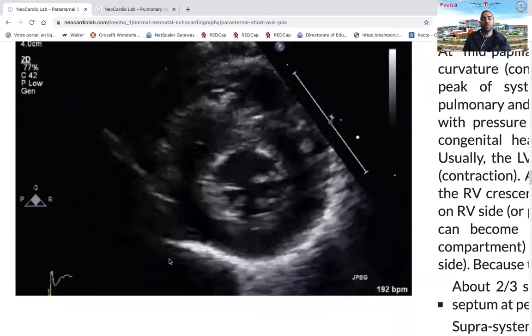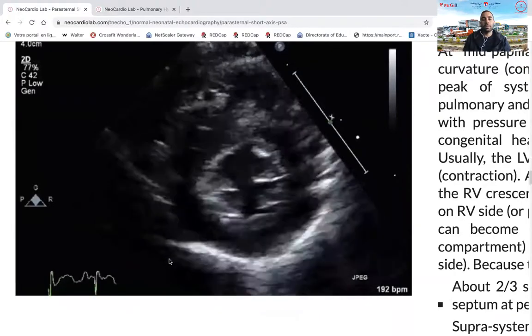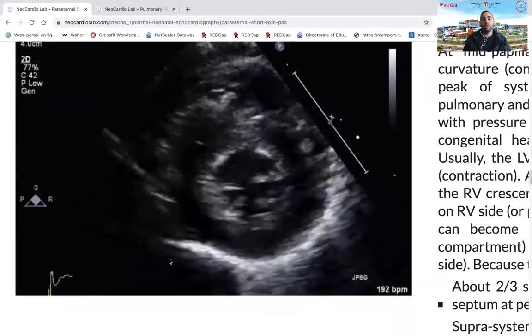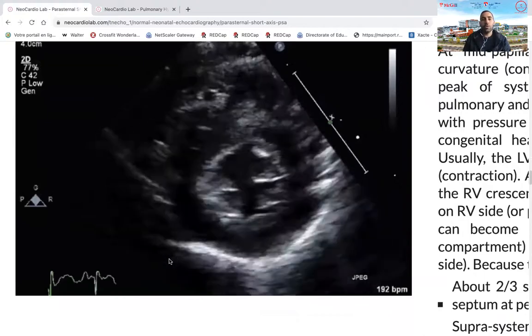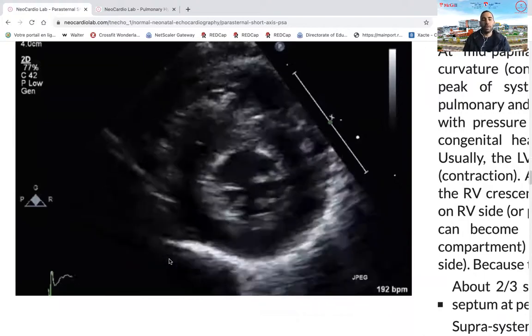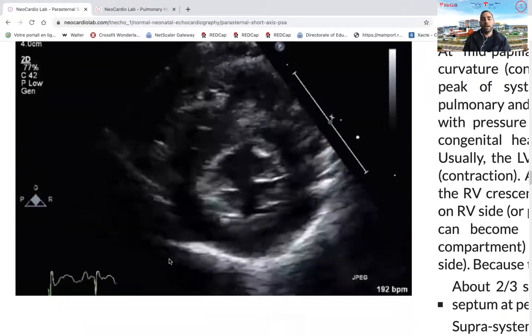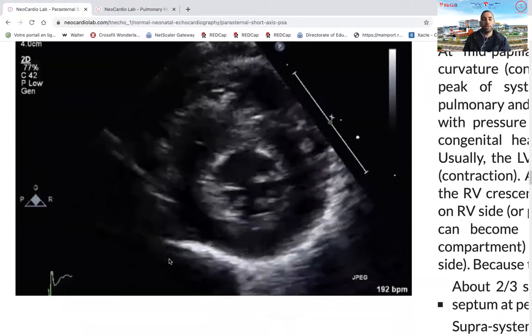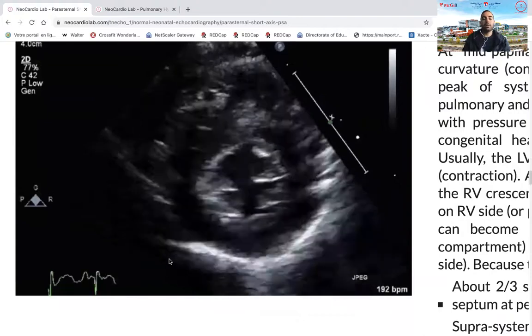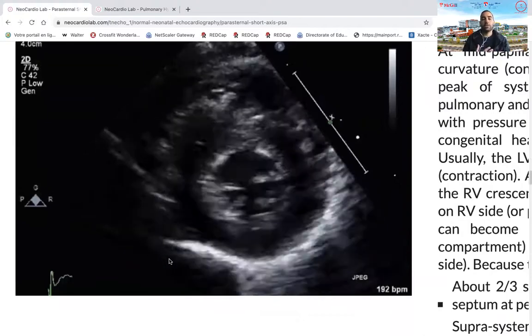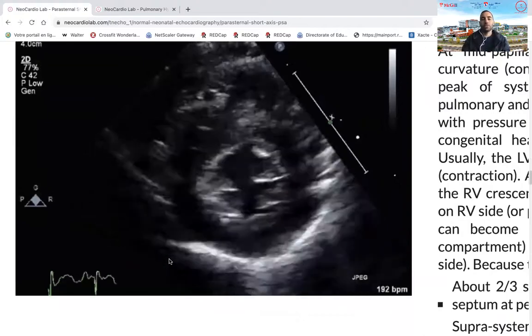Flattening of the septum or bowing of the septum at the peak of systole could be indicative that you have increased RV afterload, or that you're in a situation of LV hypotension, or a combination of both. So you always have to put these images in the context of the clinical picture of your patient.